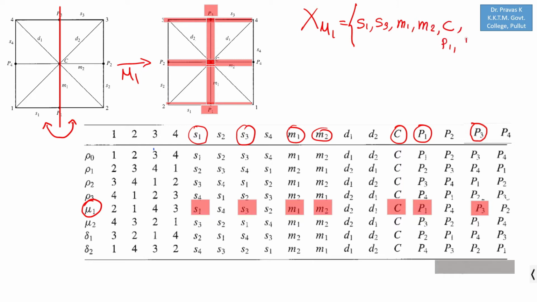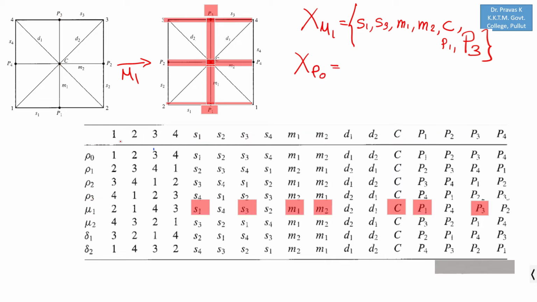Now using the table itself, you can find the other values. For example, what is X_rho0? So you can see that all elements corresponding to the row rho0 are fixed, which means that X_rho0 is capital X itself. Now looking at the action table, it is easy to calculate these types of values. For example, you can see that X_rho1 contains only one element C.